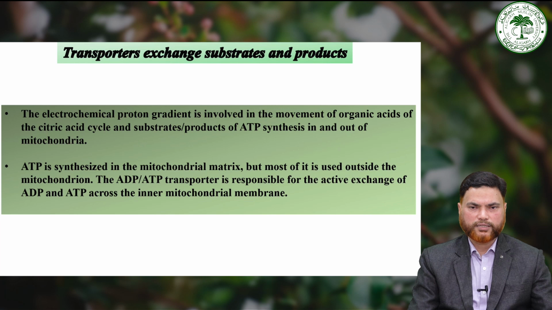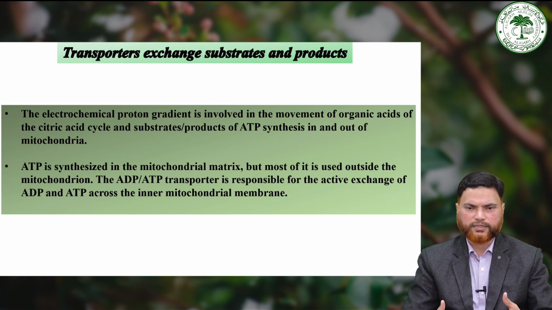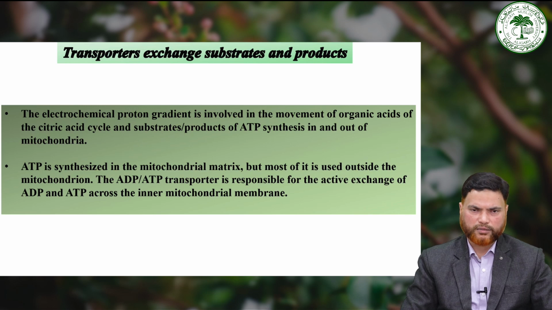Then how are organic acids transported? The inner mitochondrial membrane contains transporters for dicarboxylic acids, malate or succinate, exchanged for phosphate, and for tricarboxylic acids like citrate, aconitate or isocitrate, which are also exchanged for dicarboxylic acids. So you see that the electrochemical proton gradient drives the movement of molecules crucial for the citric acid cycle and ATP synthesis within the mitochondria, highlighting the importance of various transporters in this crucial process.